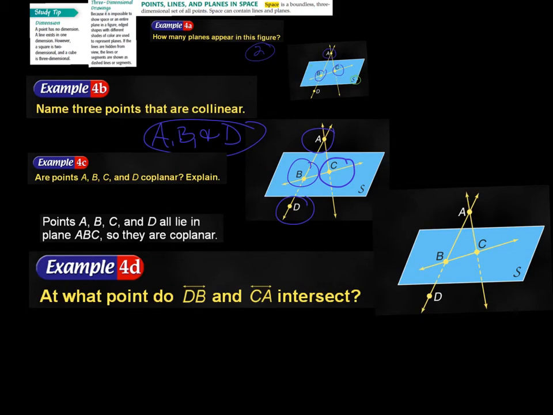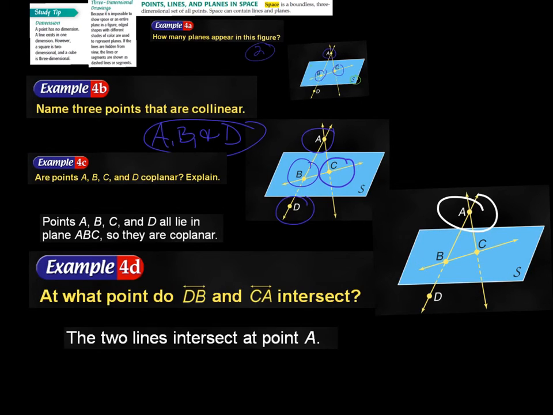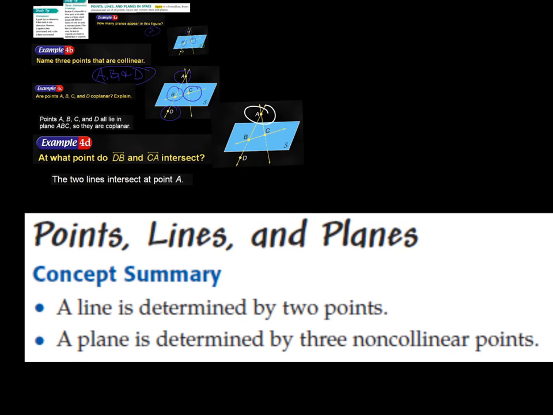At what point do lines DB and CA intersect? Well, intersect is just a word for cross. They intersect at point A. Two lines will always intersect at exactly 1 point. A line is determined by 2 points. A plane is determined by 3 non-collinear points.